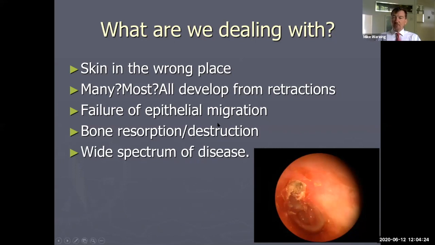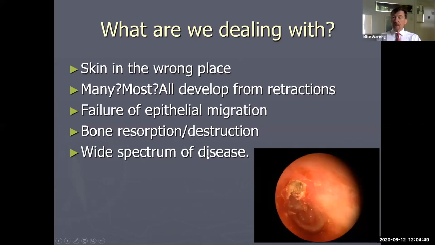And it's probably all to do with a failure of epithelial migration. That's how the skin starts to build up and starts to damage things. And there's bone resorption and bone destruction. There's a wide spectrum of disease from really very small retractions with a bit of cholesteatoma to massive cholesteatoma destroying the temporal bone.